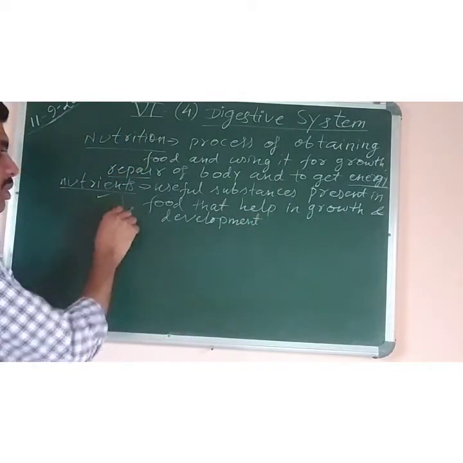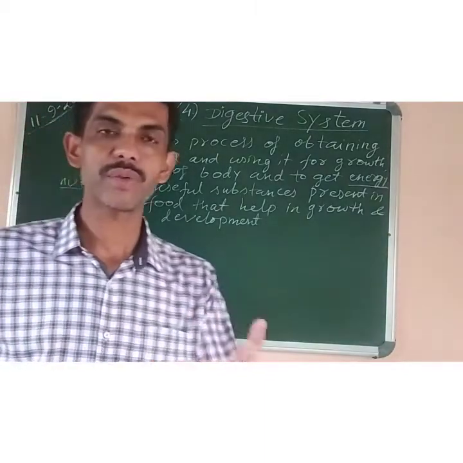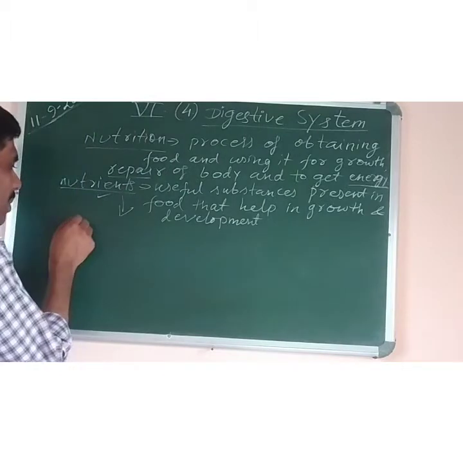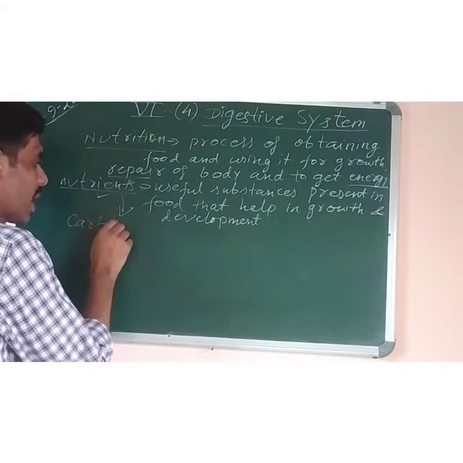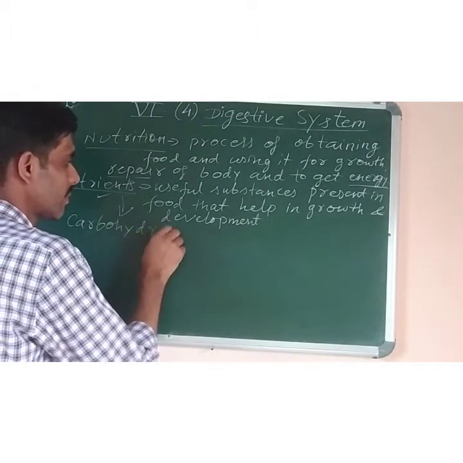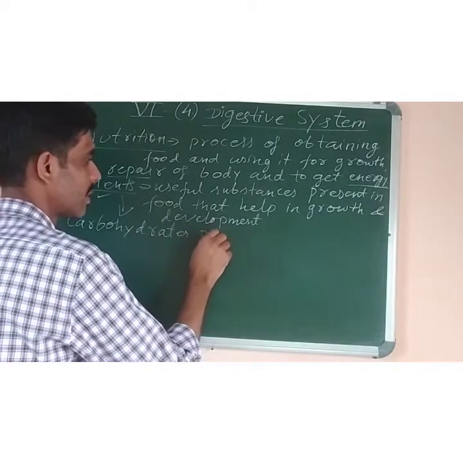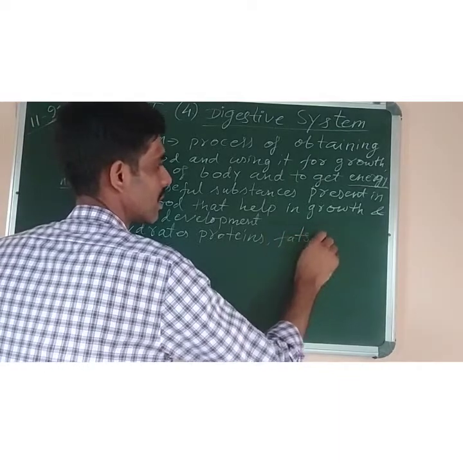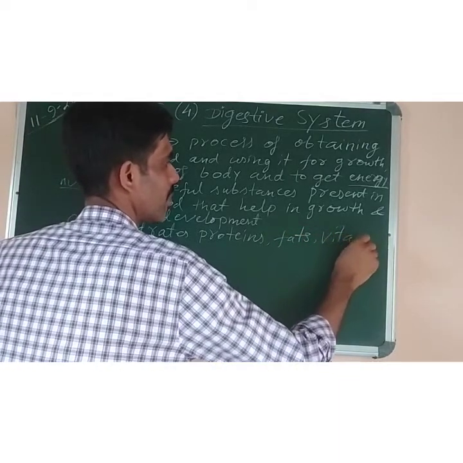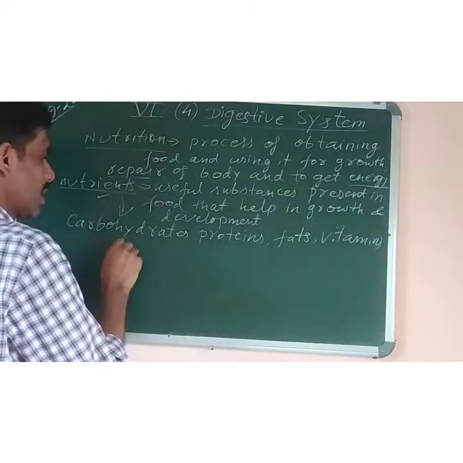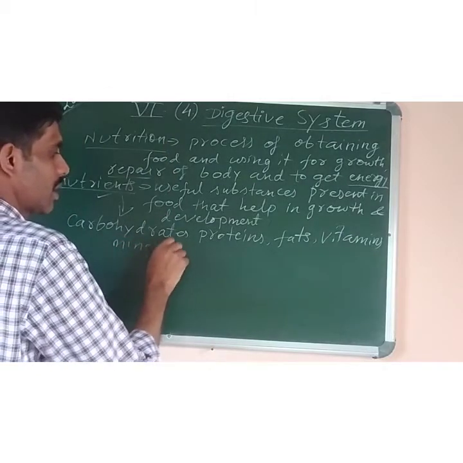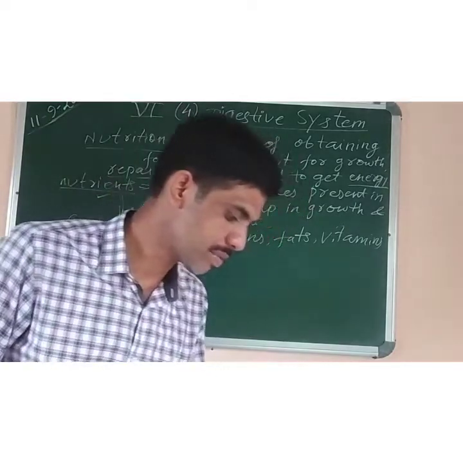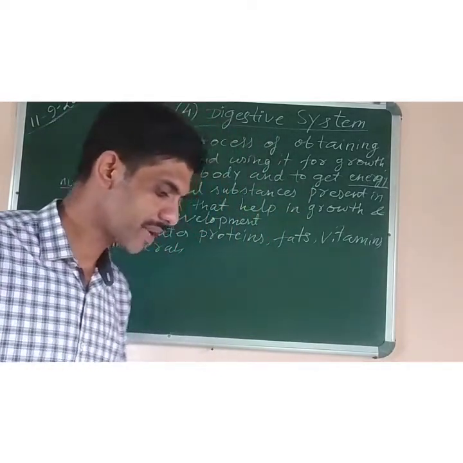Now, how many types of nutrients are there? You have already studied. Nutrients are of different types. What are they? Carbohydrates, proteins, fats, vitamins and minerals. These are the different types of nutrients. Now each of them has different functions to do.